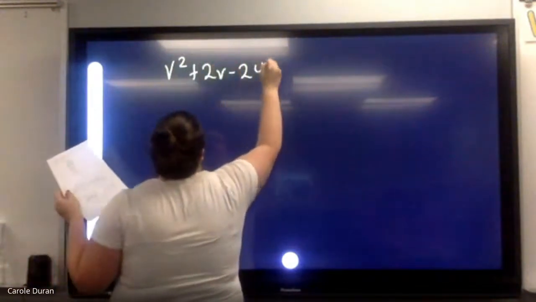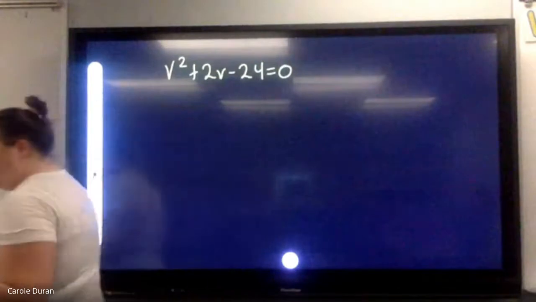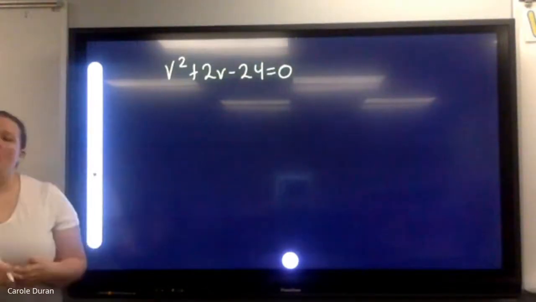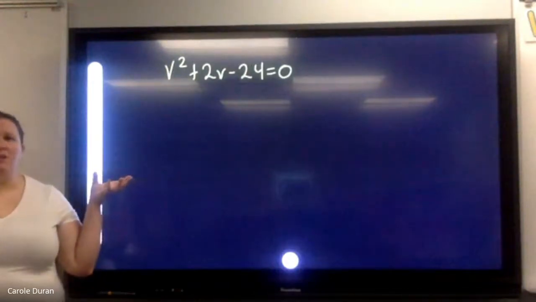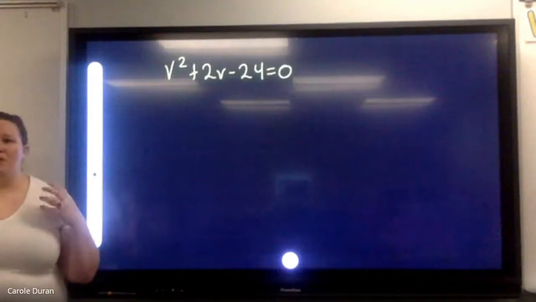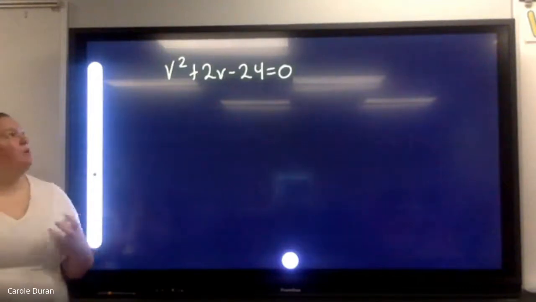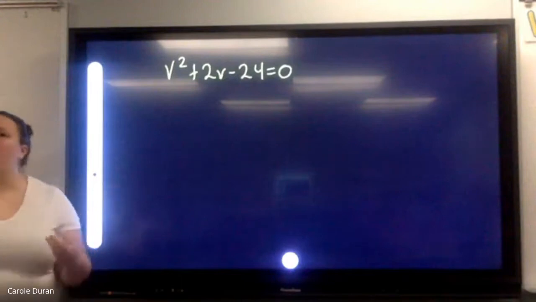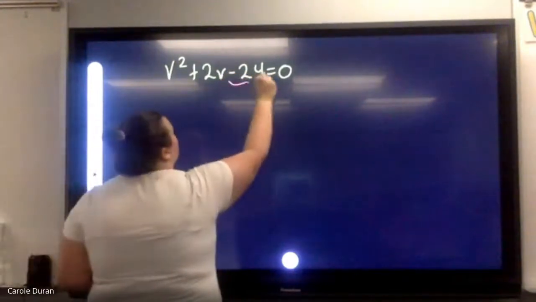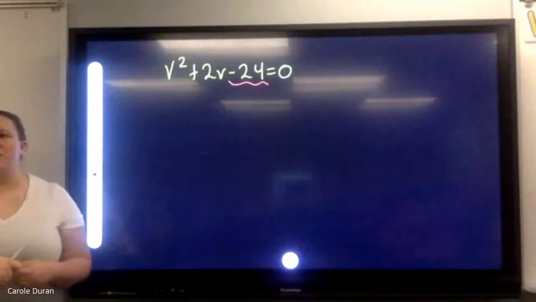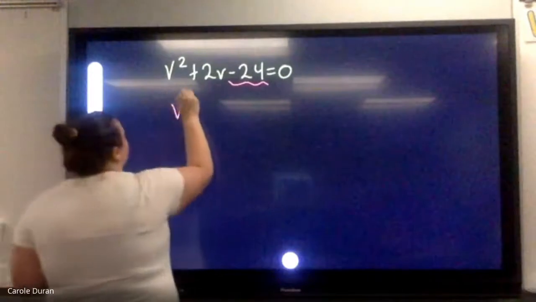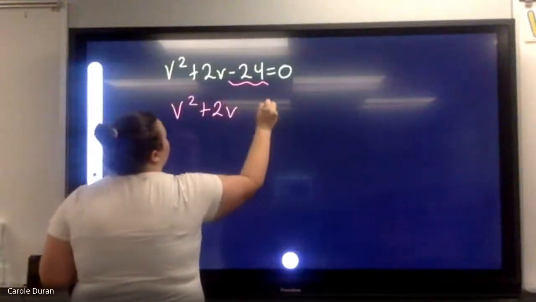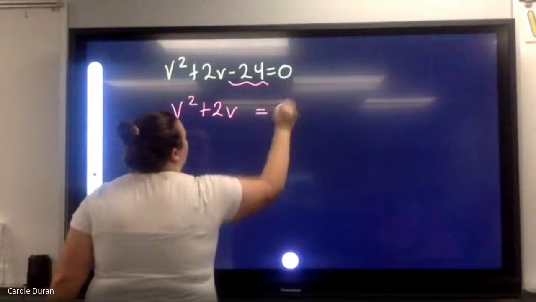So this one is v squared plus 2v minus 24 equals 0. I want to solve this by completing the square. So I know I could factor it and it would turn out pretty nice, but I don't want to do that. I want to solve it this specific way. So when we are completing the square, the first step we always do is move the constant to the other side of the equal sign. I want all my variables on one side and all my numbers on the other side. So this leaves me with v squared plus 2v equals positive 24 because I added it over.